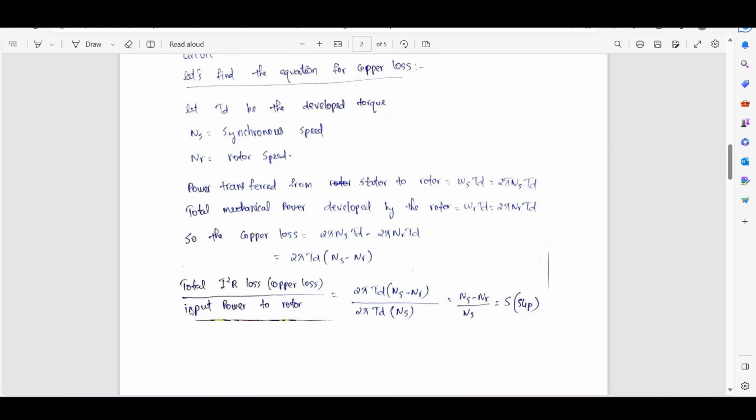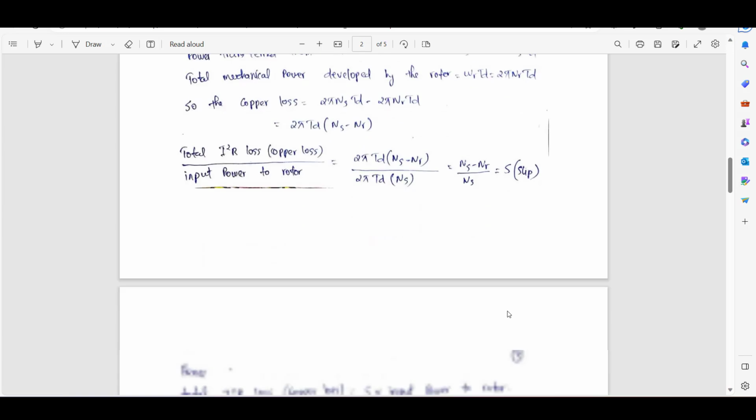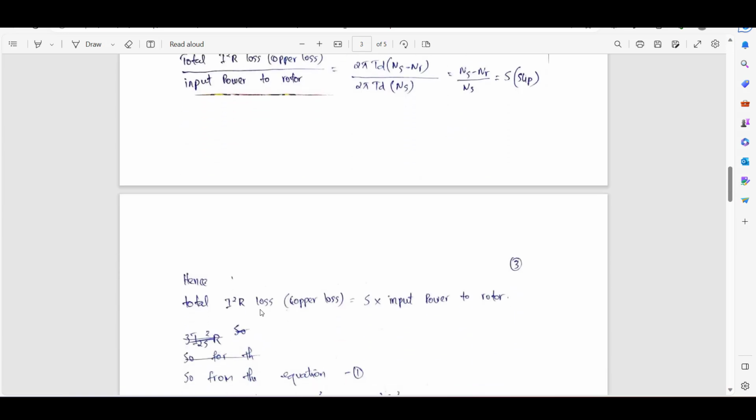So dividing that by the input power to the rotor, that means the air gap power, which is 2 pi ns into Td, we can have the ratio between the total I square R loss in the rotor and the air gap power, or the input power to the rotor, as (ns minus nr) by ns, which is nothing but the slip of the machine. From there, we can have the total I square R loss equal to S into the input power to the rotor.